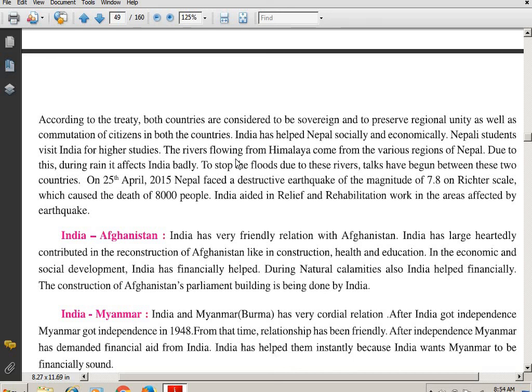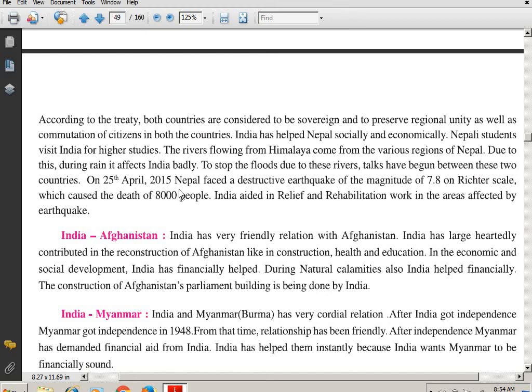The rivers flowing from the Himalayas come from various regions of Nepal. Due to this, during rain, it affects India badly. To stop the floods caused by these rivers, talks have begun between the two countries. In order to stop our country from getting flooded by the rivers flowing from the Himalayas through various regions of Nepal, talks have taken place. And so what has happened?